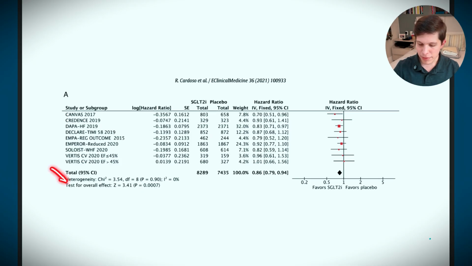Also, right here, we have the measurement of heterogeneity. This is a measure of how much each individual study differs from the others. So based on these calculations, we can see that there is no heterogeneity in those studies. We can estimate that the difference between those studies, the heterogeneity, is 0 or close to it. It shows 0% right here for that specific outcome, which again, is all-cause mortality.